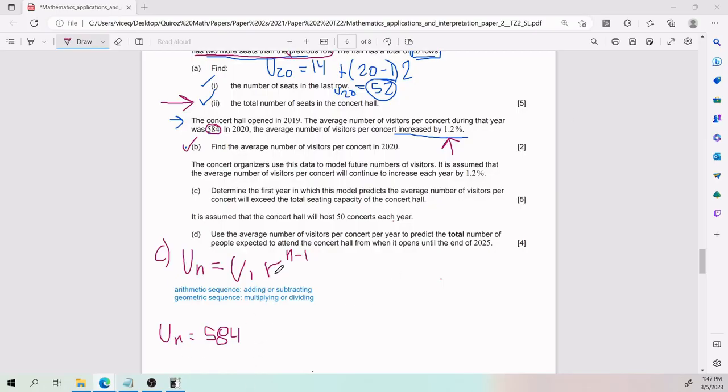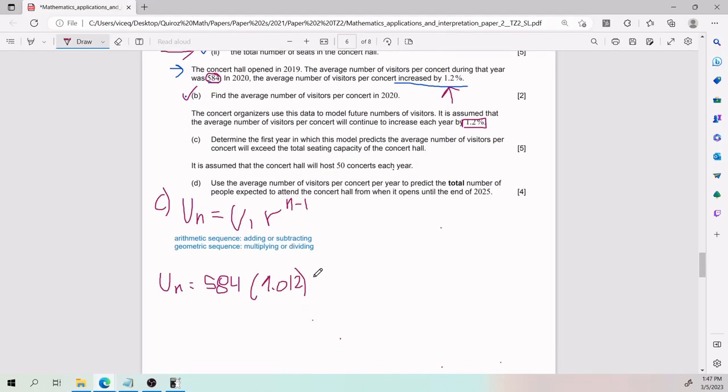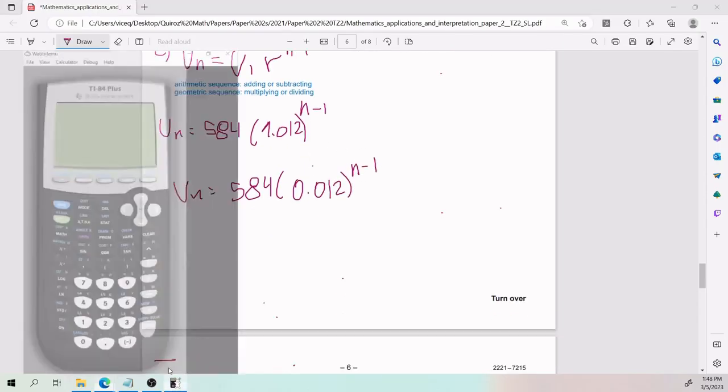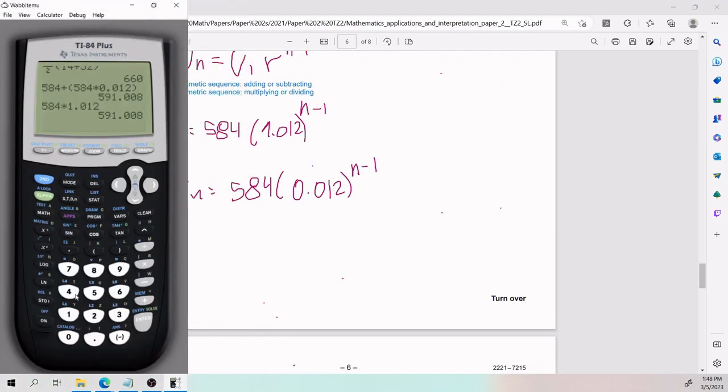Now, r, because it is increasing by 1.2%, we actually have to write it as 1.012. A very common mistake that people make here is that they write it as 0.012. All right? Why is that a mistake? Because if you take 584 and multiply it by 0.012, you end up with a very small number.